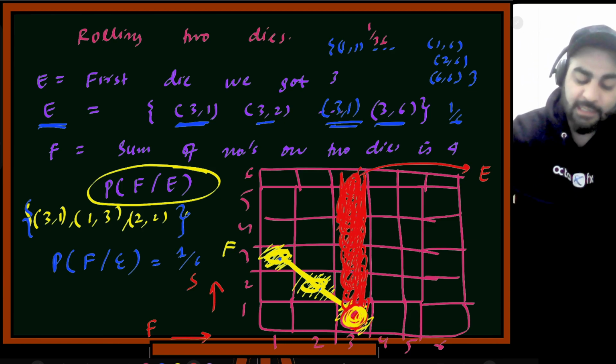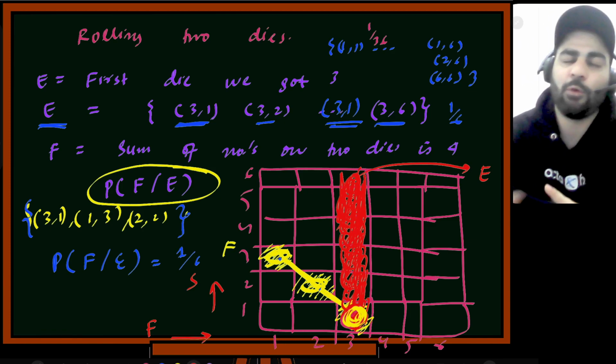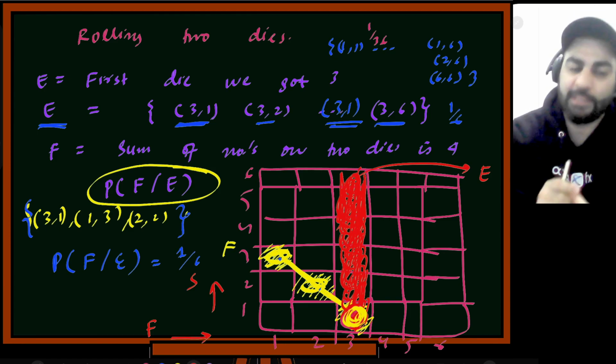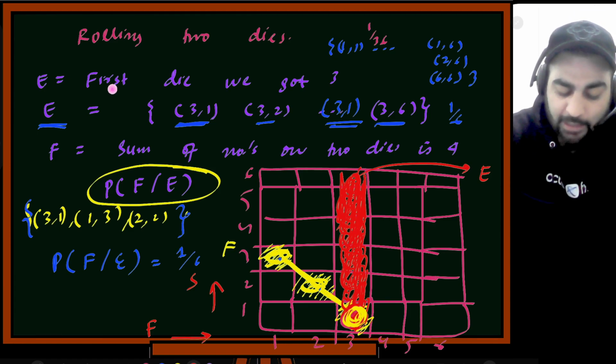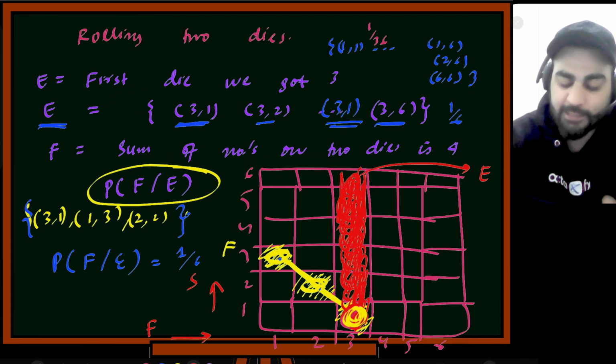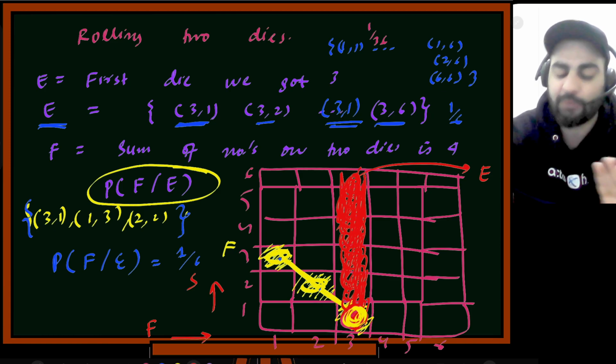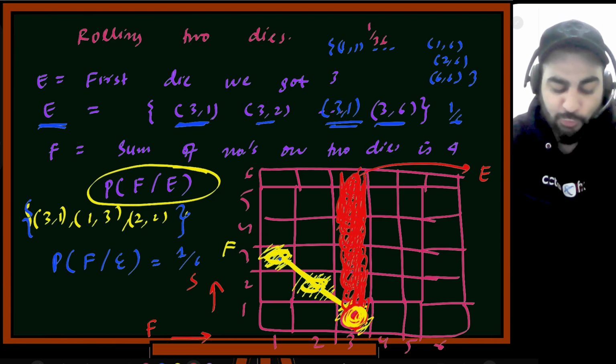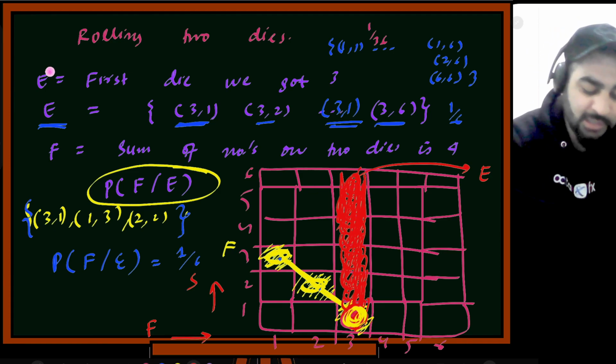Somebody tells us that E has happened, and wants us to compute the probability of F given E: the probability of getting a sum of 4, given that the first die had 3 on it. So we constructed one approach. The first approach was to consider E as our new sample space, because you know that this has happened.